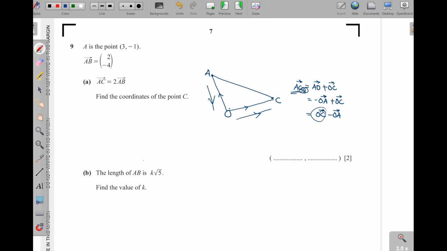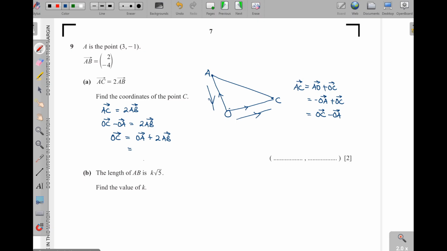The last, then minus the first one. As simple as that. Okay, so let's come to this one here. We have AC is equal to twice AB. This is OC minus OA, which is equal to twice AB. I don't need to split this one because we have the AB. So OC is therefore going to be OA, then plus twice AB.